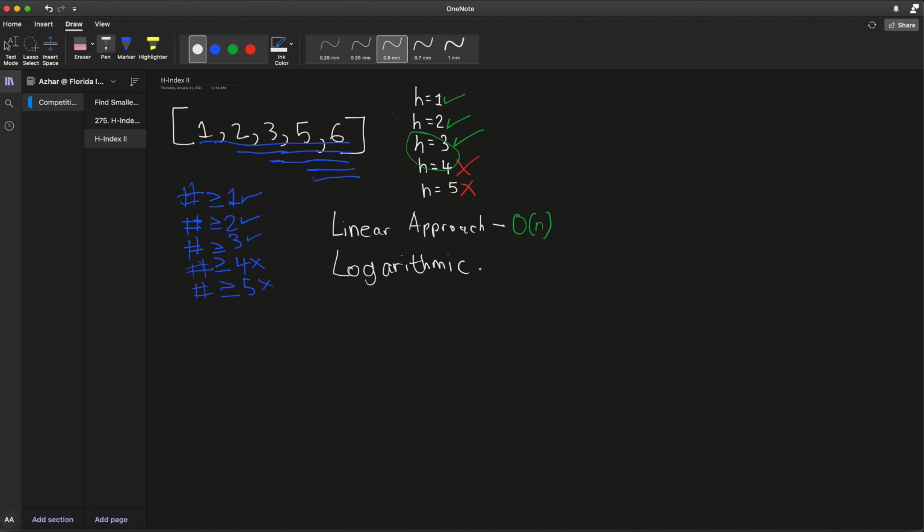A logarithmic approach would be O of log n, log of n. How can we find this? How can we get something like this, where the approach that you take is not just going through from left to right, it would be cutting half different parts of the array. The only way, one of the main ways to do that is through binary search.